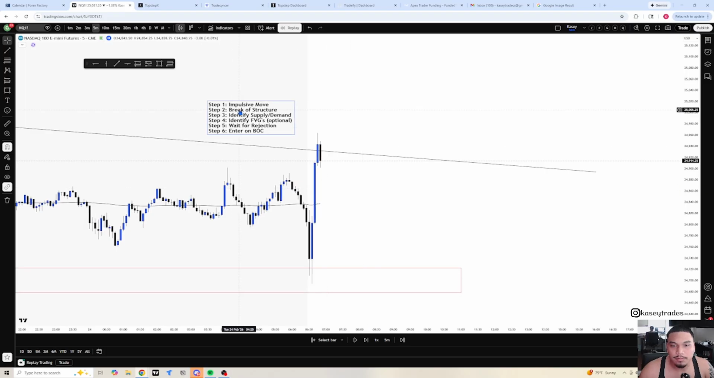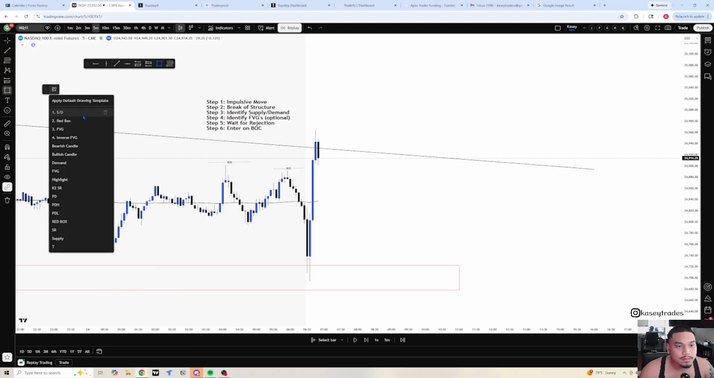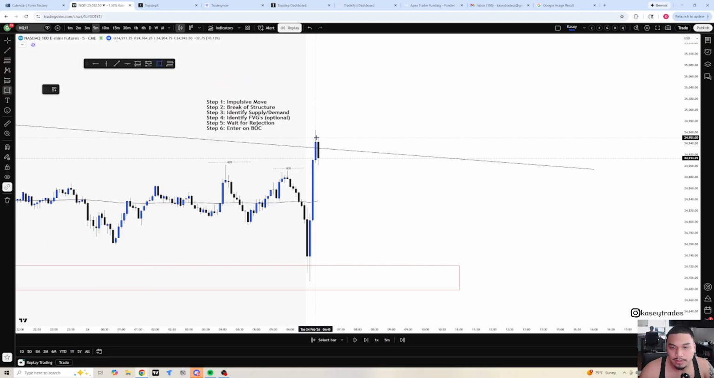you can see we have step 1, the impulsive move. Step 2, our break of structure is right here of these two levels. So we have one right there, and we have one right here as well. So we have 2 breaks of structure and the impulsive move. Now step 3, identifying our supply and demand. In this case, it would be a demand setup because we're in an uptrend, and the demand would be the last bearish candle before the impulsive move up.